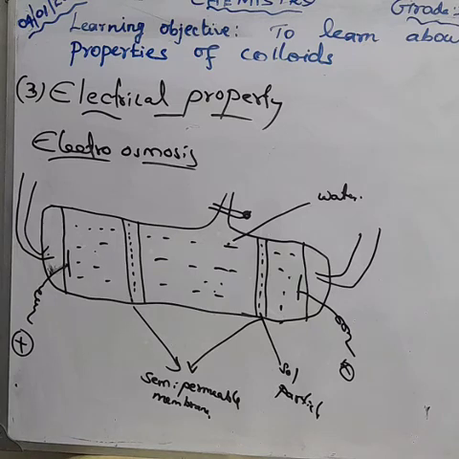Clear? What is Brownian movement? The colloidal particles are continuously bombarded with the molecules of the dispersion medium. Hence, they follow a zigzag random continuous movement. This is Brownian movement. It was observed by Robert Brown. Very, very important question.